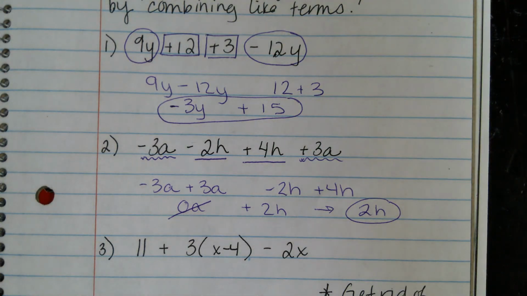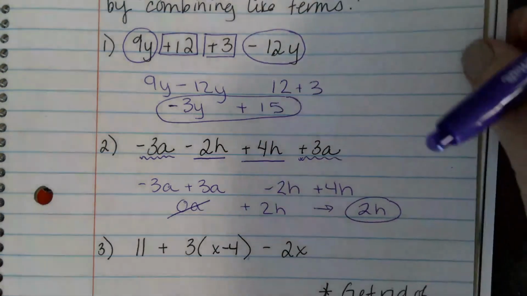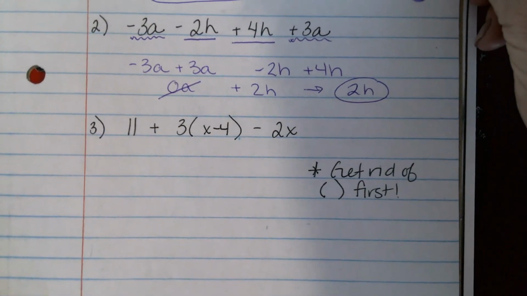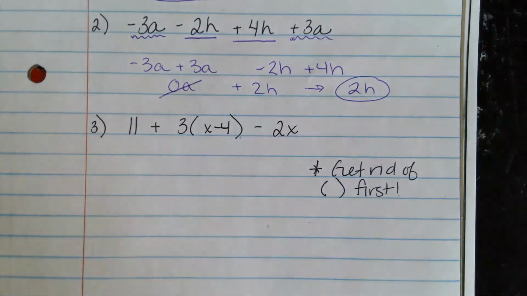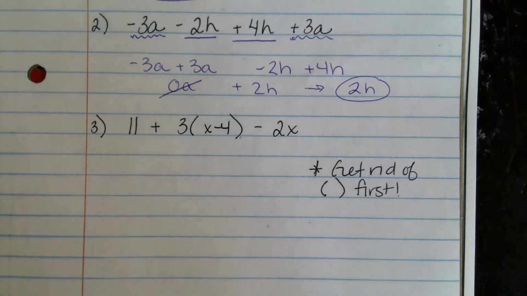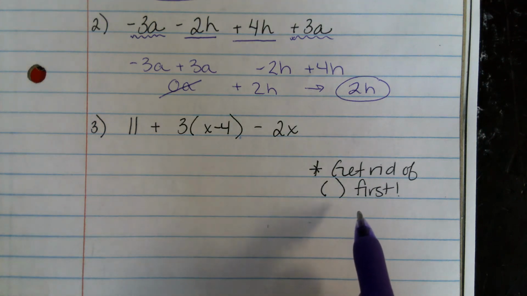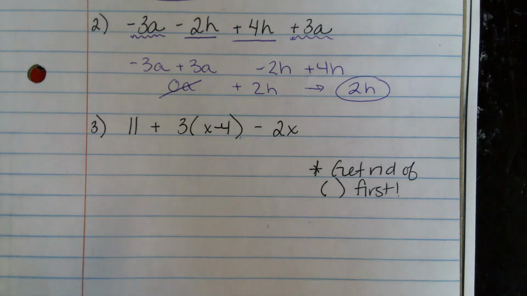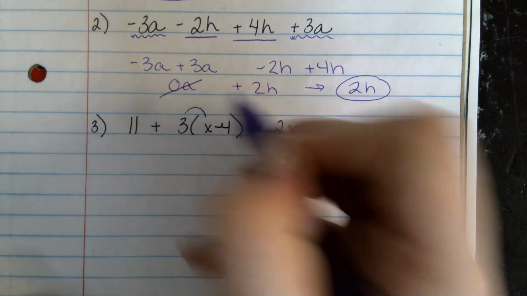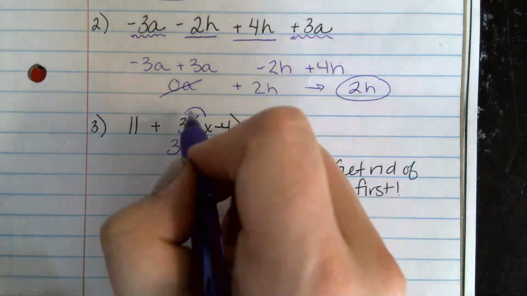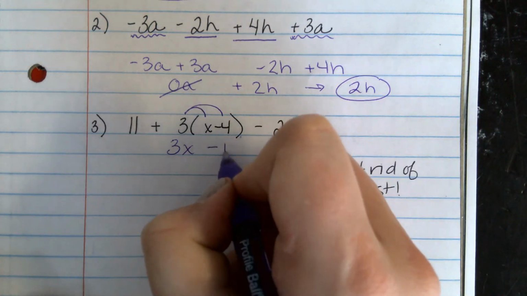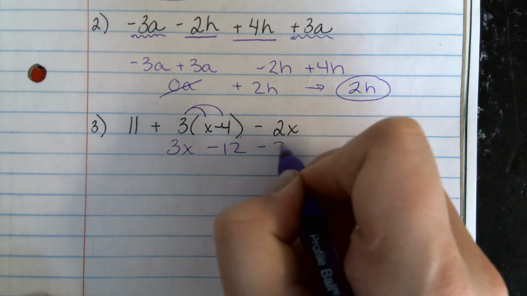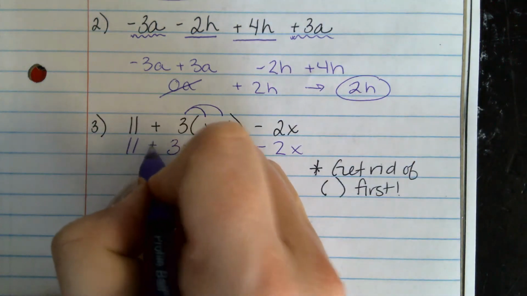There we go. All right, now in our final practice problem today, I've thrown a little bit of a curveball at you, but nothing I know you can't handle. And that is this here, 11 plus 3 in parentheses, x minus 4, and then we've got a minus 2x on the end. Now I gave you a little hint right over here, and it says get rid of the parentheses first. So let's do that. We're going to have to use our distributive property to solve it. And that means we're going to go 3 times x, which would be 3x, and 3 times negative 4, which would be negative 12. And now I'm going to bring down the minus 2x. I'm going to bring down the 11 and the plus sign.